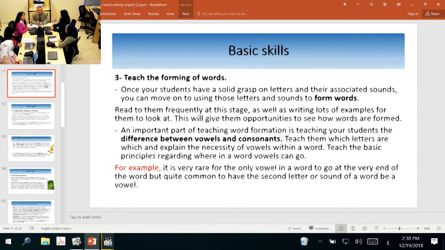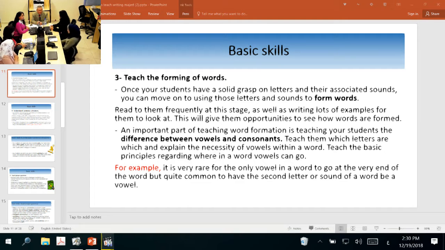Yes. Now teach them which letters are which, and explain the necessity of vowels within a word. Teach the basic principles regarding where a vowel can go. Now, for example, it's very rare for the only vowel in a word to go at the very end of the word, but quite common to have the second letter or sound of a word be a vowel. Yeah, of course, this is rare, not impossible. Go, for example, has a vowel in the end, but when we say stop, it's just one vowel.